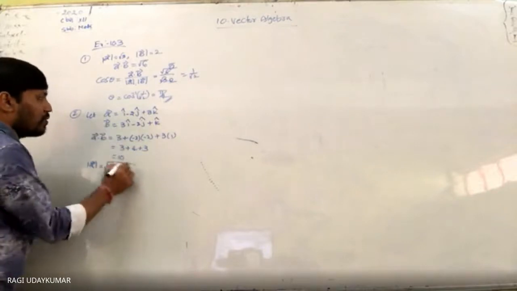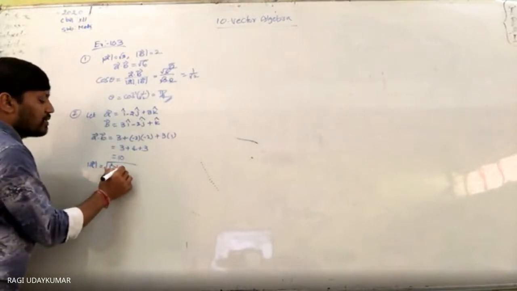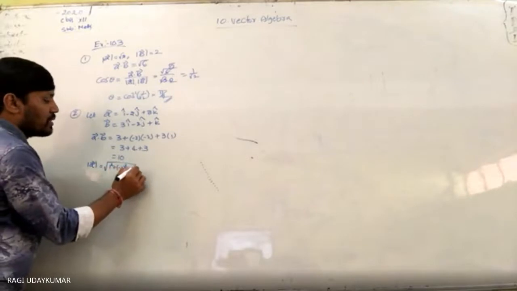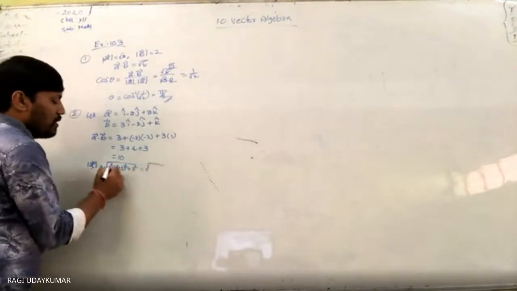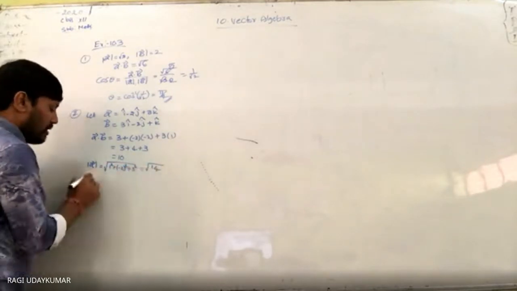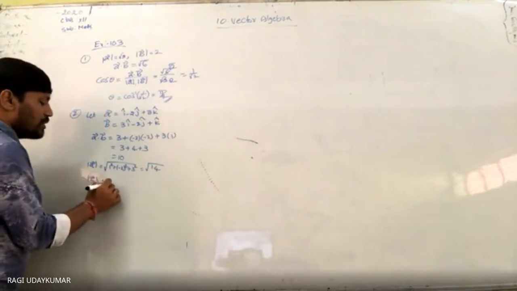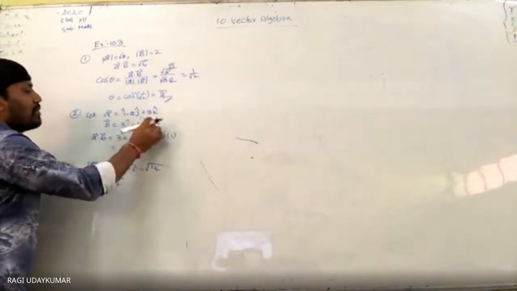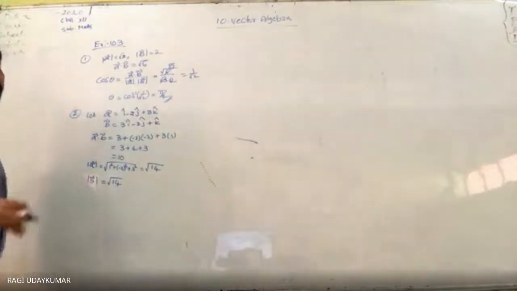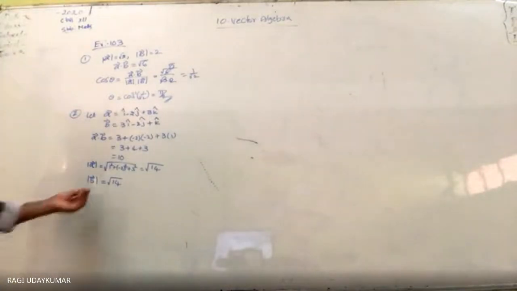Magnitude of a bar is nothing but under root of 1 square plus minus 2 square plus 3 square, which is equal to under root of 1 plus 4 plus 9, 14. Magnitude of b bar is also equal to root of 14. Same, you are having a different area. So under root of 14.